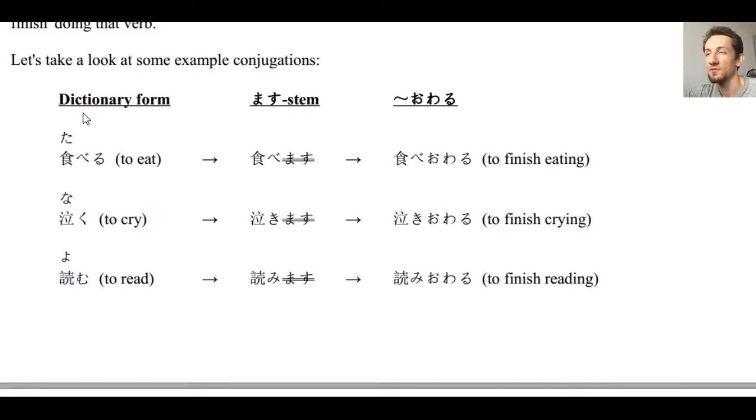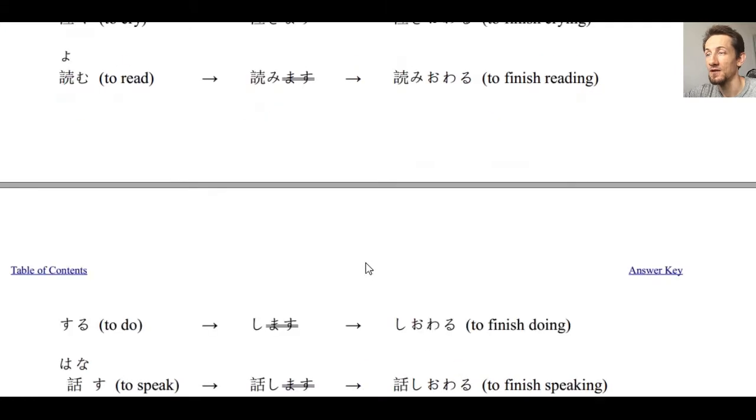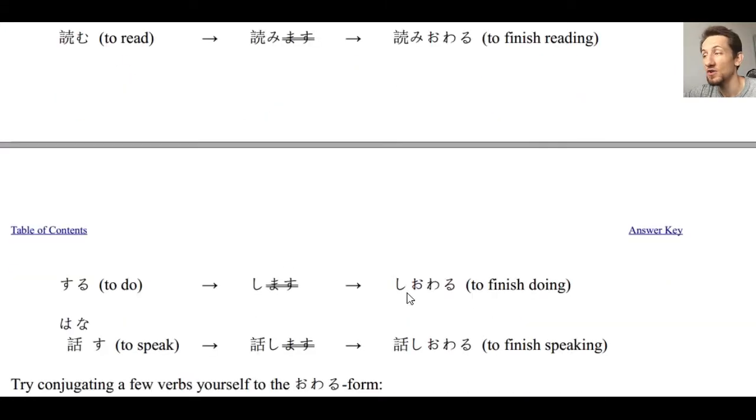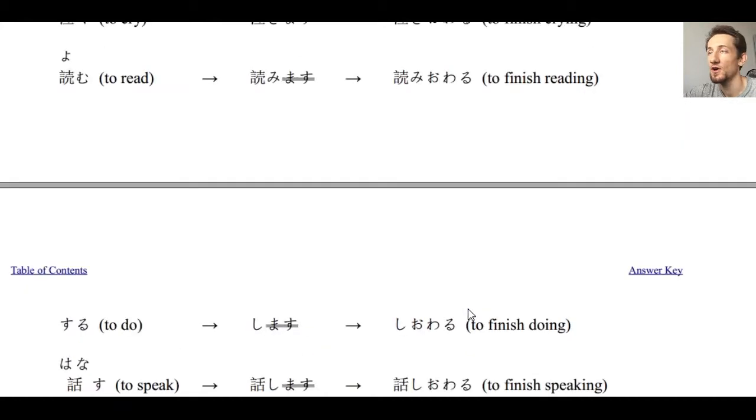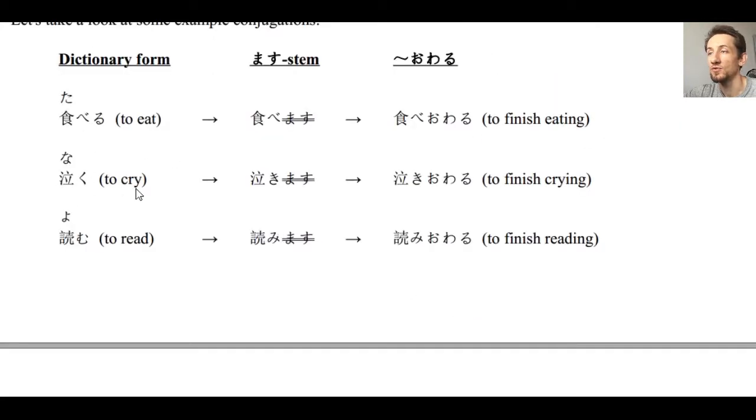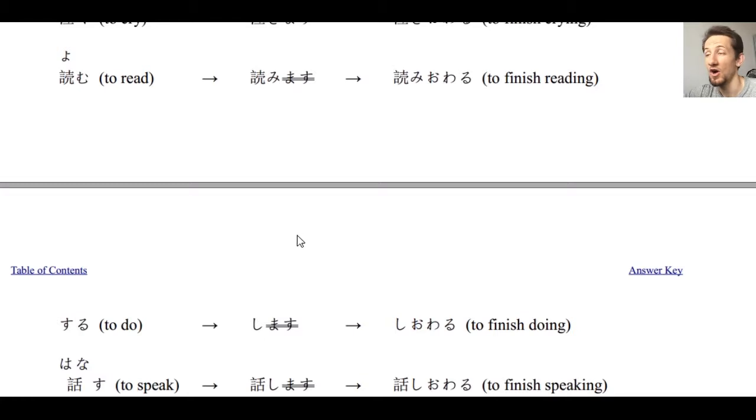So we have here the dictionary form verbs. So we have taberu, to eat. So we have tabemasu, we drop mas, add owaru, we get tabe owaru, to finish eating. We have naku, nakimasu, drop mas. We get naki owaru, to finish crying. We have yomu, yomimasu, yomi owaru, to finish reading. Suru, shimasu, shi owaru. And the last one, hanasu, hanashimasu, hanashi owaru. So just like before, type 1, type 2, type 3 verbs, it works all the same.